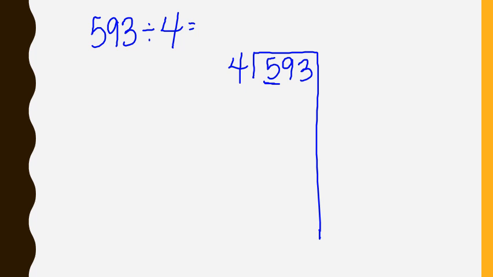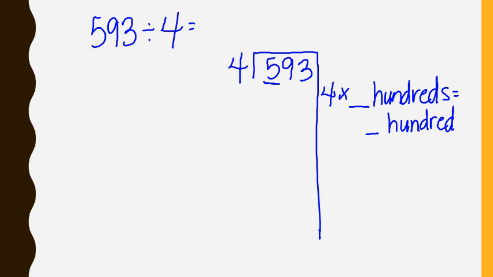I have 5 hundreds, so I need to think 4 times how many hundreds will get me as close to 5 hundreds as I can get. Well, 4 times 1 would be 4, and 4 times 2 is 8. I don't need 8 hundreds, but I can subtract 4 hundreds. So I'll say 4 times 1 is 4 hundreds. To rewrite this, I would say 4 times 100 equals 400. What I'm going to use from this is my 400 and my 100.